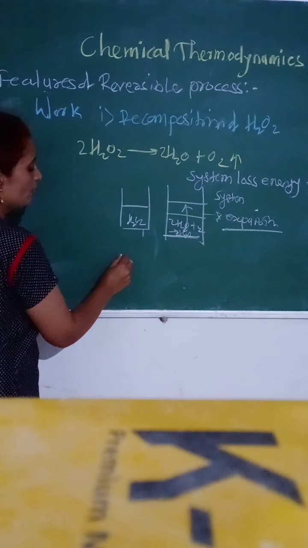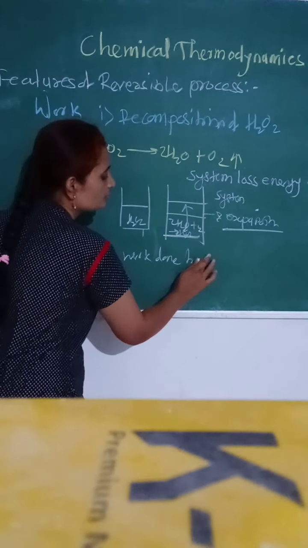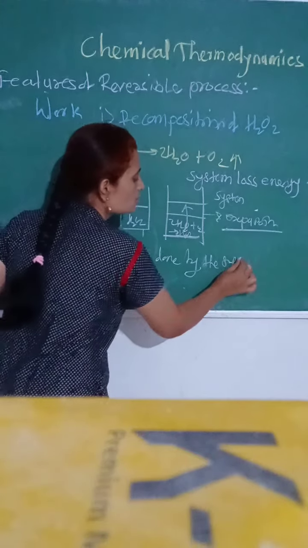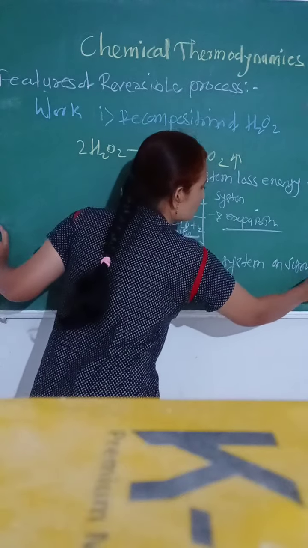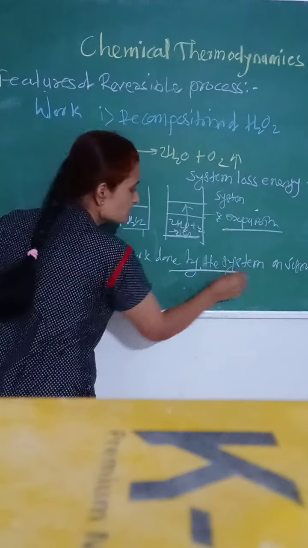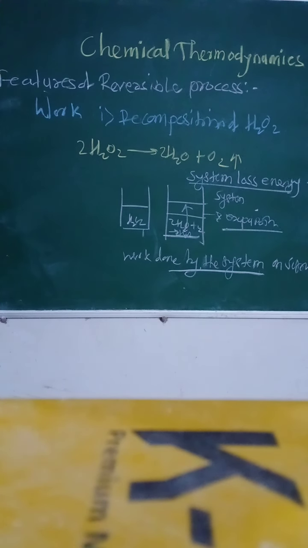That will be work done by the system on the surrounding. Here the system loses energy and it goes to the surrounding. That will be the loss of energy by the system, which means the work done by the system on the surrounding.